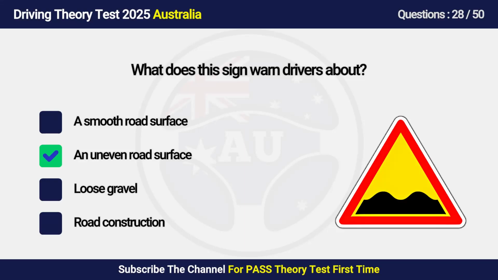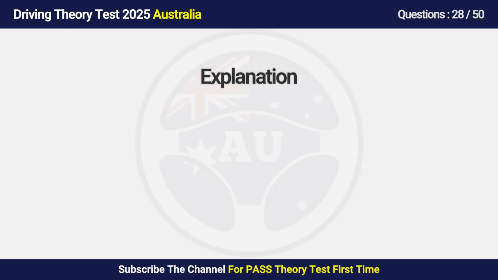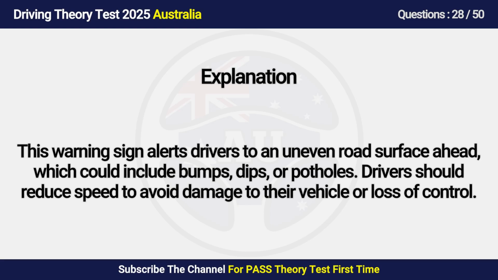Answer is B. An uneven road surface. This warning sign alerts drivers to an uneven road surface ahead, which could include bumps, dips, or potholes. Drivers should reduce speed to avoid damage to their vehicle or loss of control.